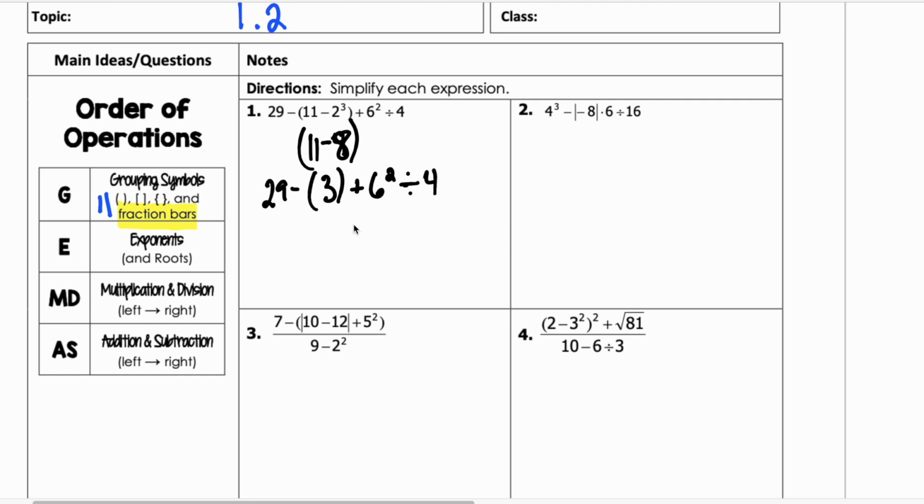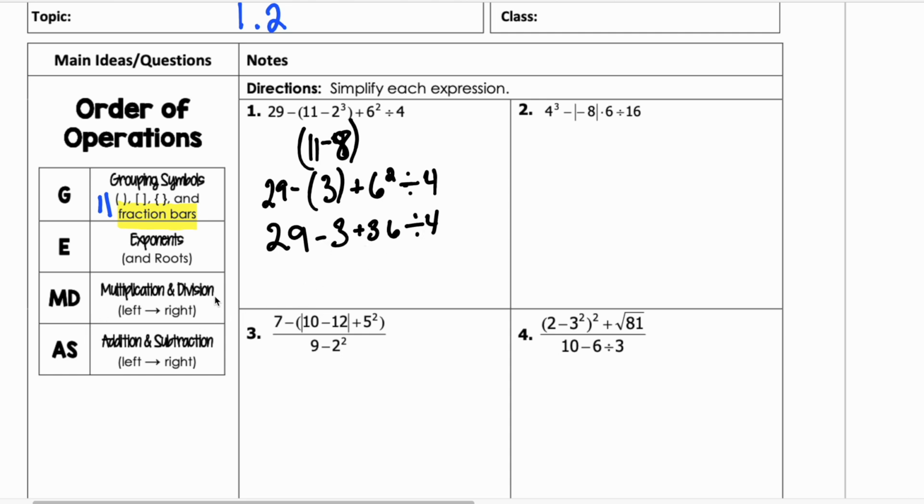Now, if we look at this again, we're going to go back over here, look to our left. The next step, we're actually going to go to exponents. We did handle an exponent in here, but we had to get rid of the grouping symbol. 6 times 6 is 36. Bring everything else down. All right. And then we have subtraction, addition, and division.